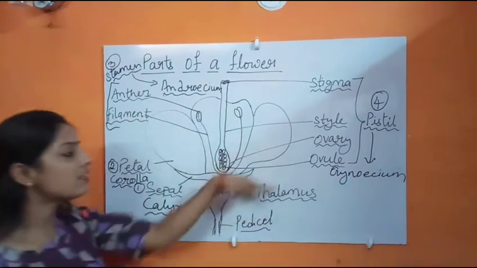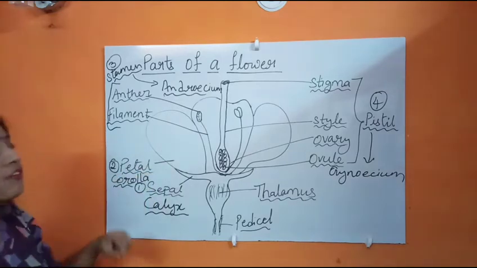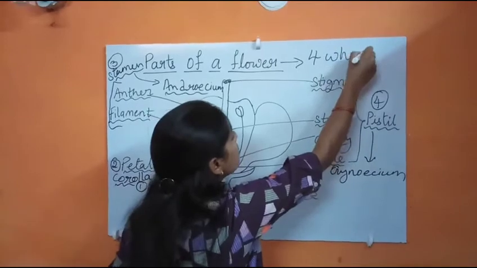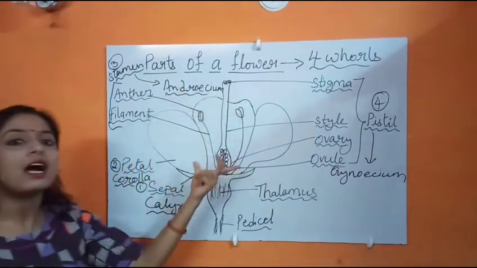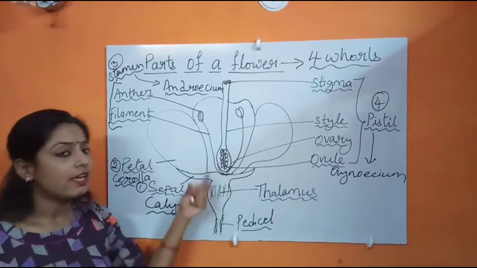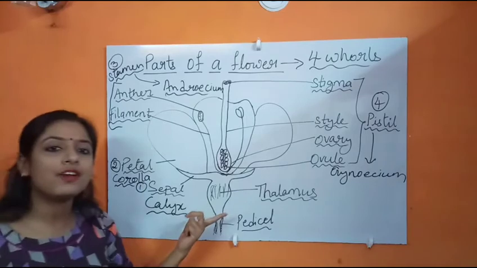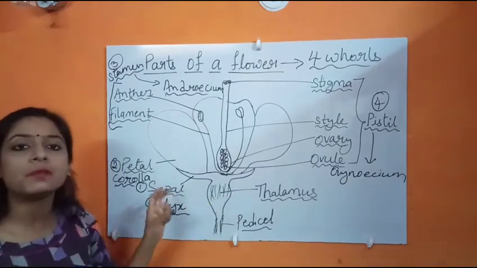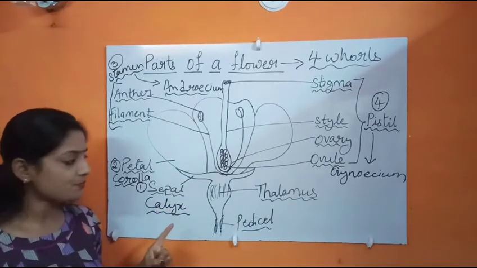Okay, so here I have taken all the 4 whorls of a flower. These 4 whorls make a flower complete. If a flower has all these 4 whorls, then it is called a complete flower. If any of these whorls are missing, then that flower will be called an incomplete flower.